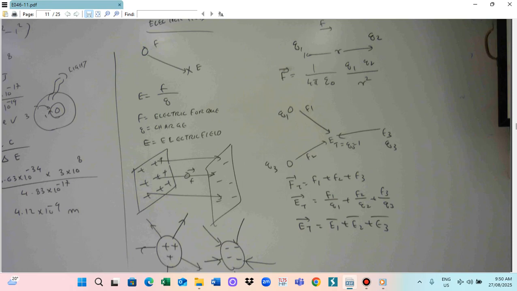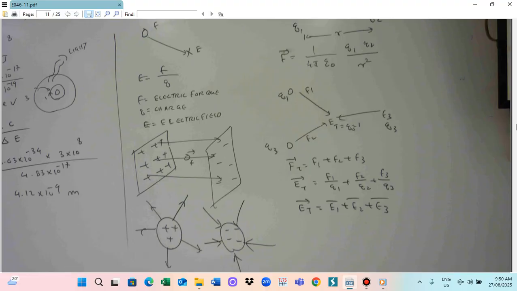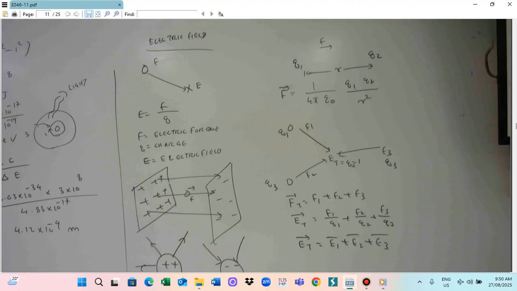Now there are two electric charges, Q1 and Q2, and the distance between Q1 and Q2 is r. We can calculate this F, the electric force between the two charged particles. The formula is F = (1/4πε0) × Q1Q2/r², where ε0 is the permittivity and r is the distance between the two charges.